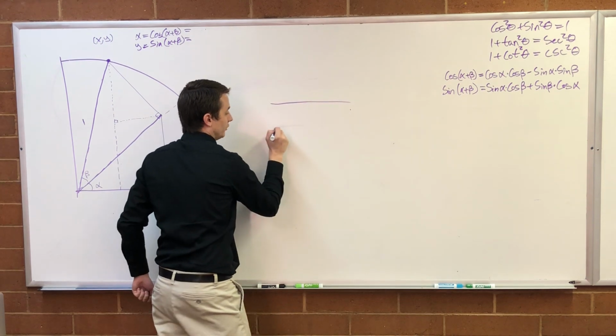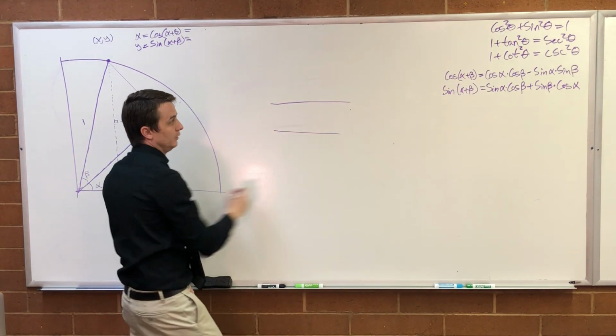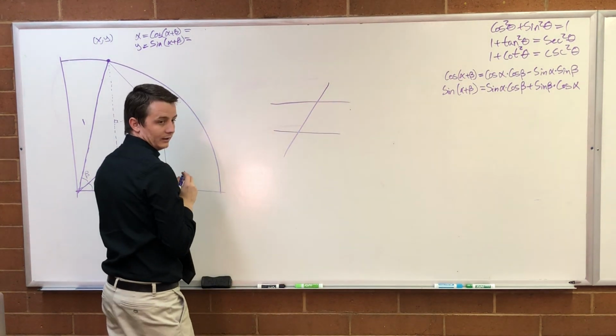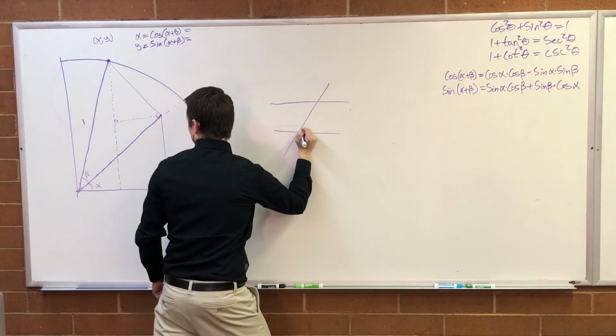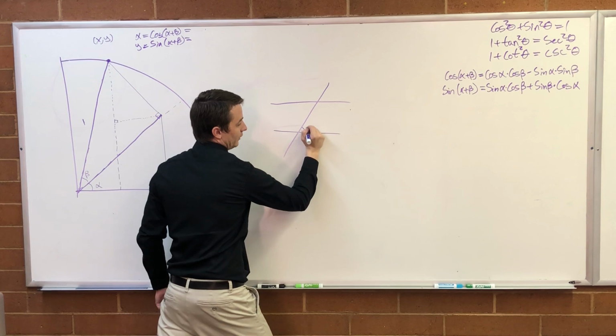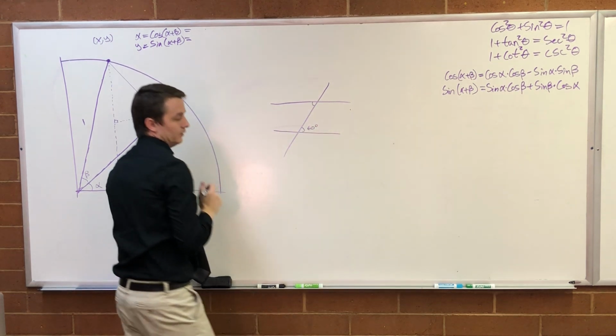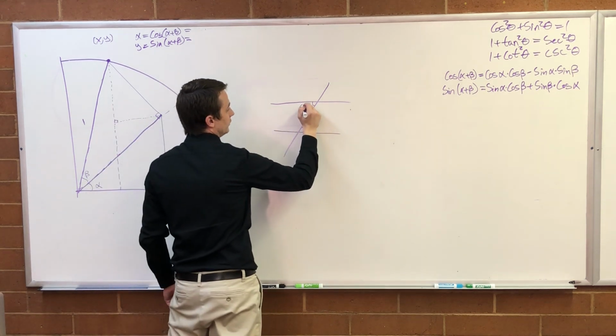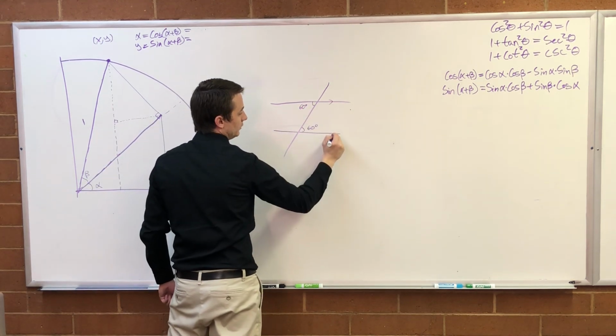Do the side picture over here. If these two lines are parallel, and I draw a line that slants through it like that, and I know that, let's see which one we have. If I know that this angle right here is 60 degrees, how big is this angle right here? 60 degrees, right? If these two lines are parallel.